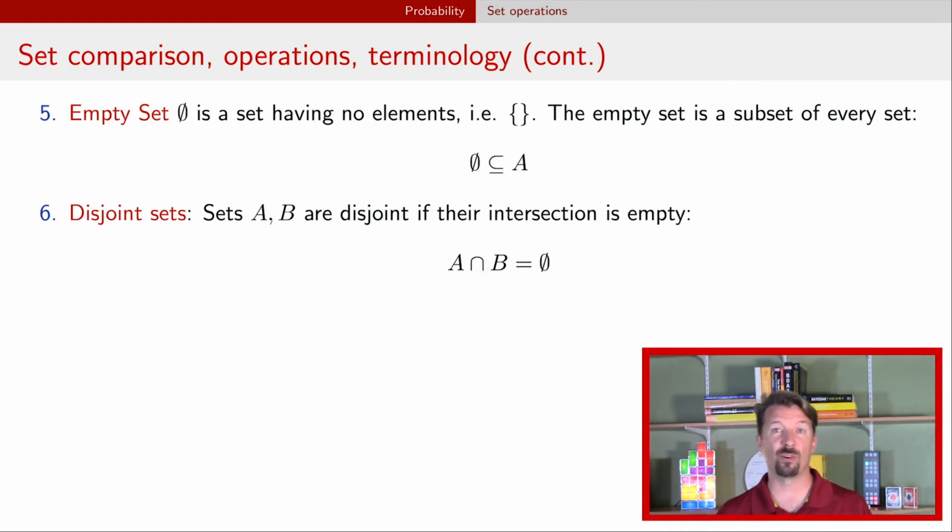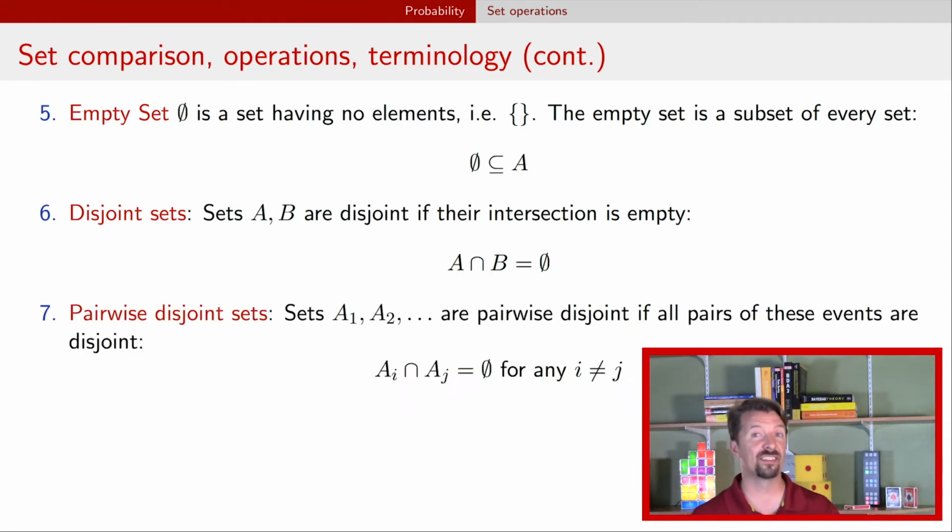We can also have a property of two sets called being disjoint. That just means that those two sets have no elements in common, and therefore their intersection is the empty set. If you have a whole collection of sets, or a set of sets, if you will, that collection can be pairwise disjoint, and that just means that every pair of sets has no elements in common, or every pair of sets is disjoint.